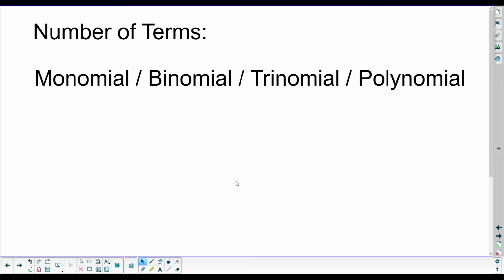We can talk about a polynomial by the number of terms that it has. If a polynomial has one term, we call that a monomial. If it has two terms, we call it a binomial. Mono meaning one, bi or bino meaning two. So this is two terms. Tri means three, so that's three terms.